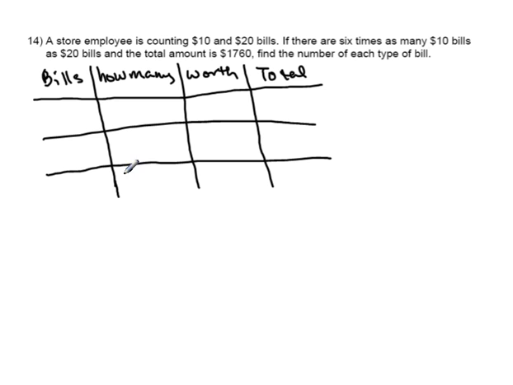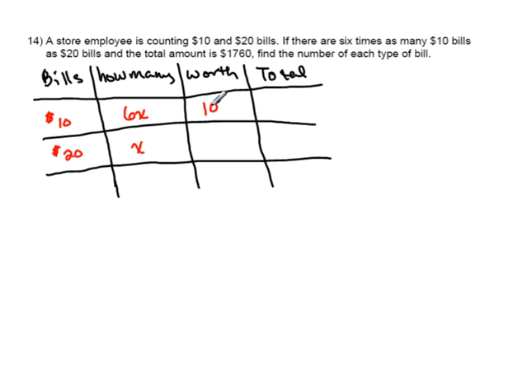Okay, here's another mixture problem of sorts. What we're doing now is mixing money. We've got two different types of bills. We have a $10 bill and we have $20 bills. And it says that there are 6 times as many $10 bills as $20 bills. So if we say that x is how many $20 bills we have, then 6 times as many would be 6 times x.